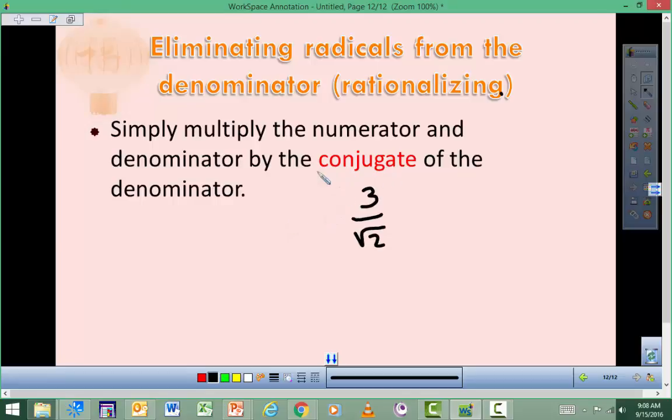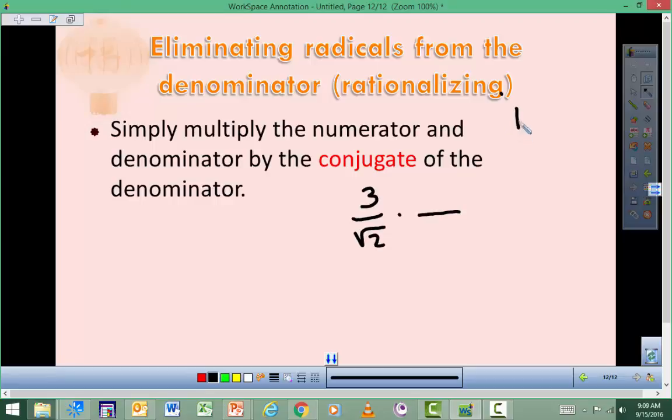So what we do is we multiply the numerator and the denominator by the same number, and we try to get rid of this square root. Now, you probably know this idea already. You've done it with fractions all the time.